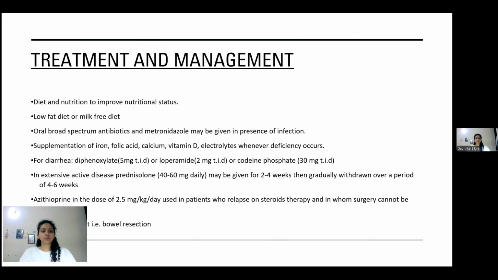Treatment management: diet and nutrition, low-fat diet or milk-free diet, oral broad-spectrum antibiotics and metronidazole in presence of infection, supplementation of iron, folic acid, calcium, vitamin D, electrolytes. For diarrhea, diphenoxylate or loperamide.